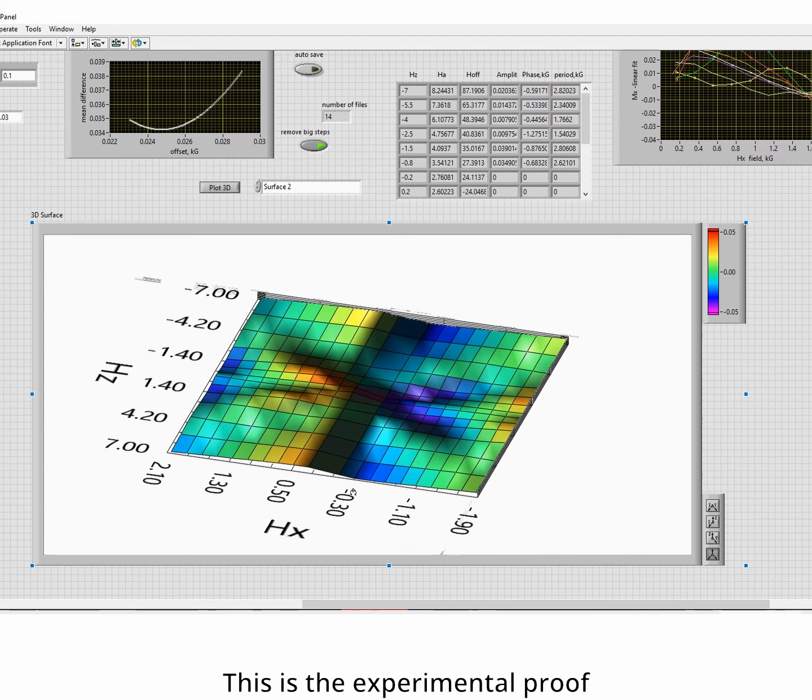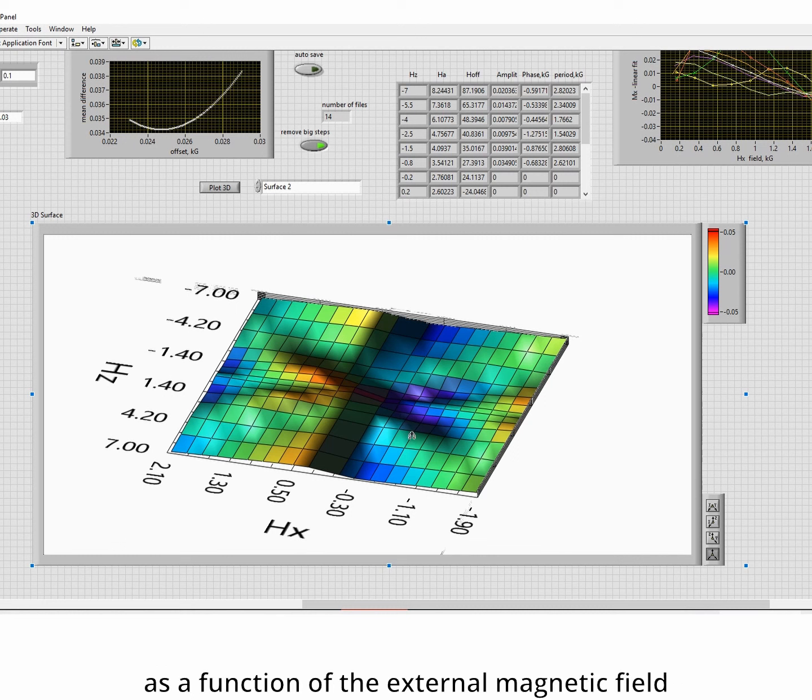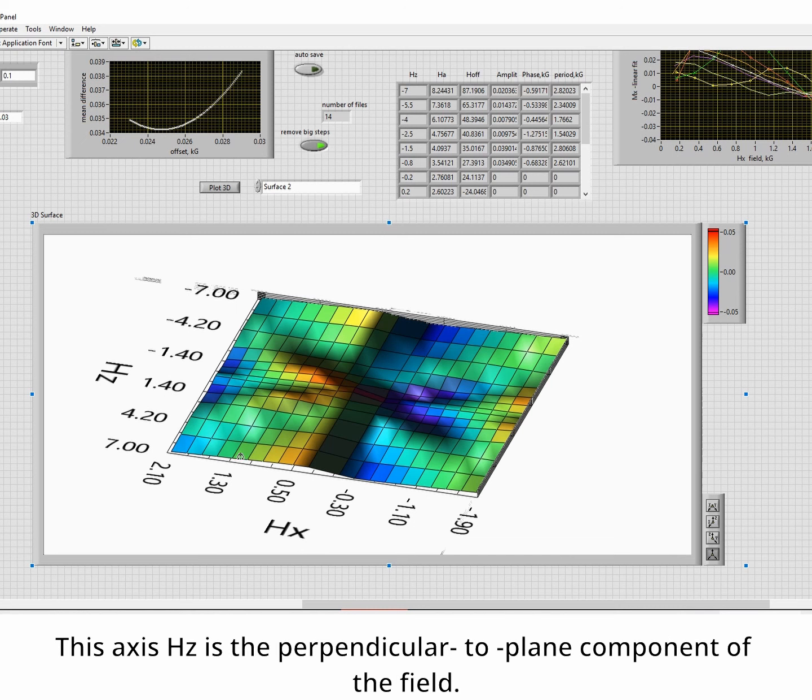This is experimental proof of this just explained important fact, that the strength of the spin-orbit interaction depends on the direction of the externally applied magnetic field. The graph shows some measured value, which is proportional to the coefficient of spin-orbit interaction in an iron-boron nanomagnet as a function of the external magnetic field. This axis, Hx, is the in-plane component of the field. This axis, Hz, is the perpendicular-to-plane component of the field.